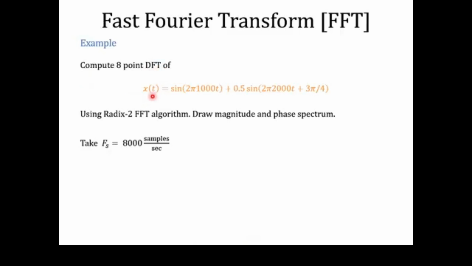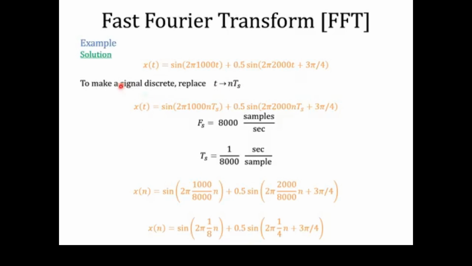Now let's start solving a numerical example in which we are required to calculate the 8-point DFT of the given analog signal using the radix-2 FFT algorithm, and then draw its magnitude and phase spectrum. And the sampling rate is equal to 8000 samples per second. Now let's come to the solution.